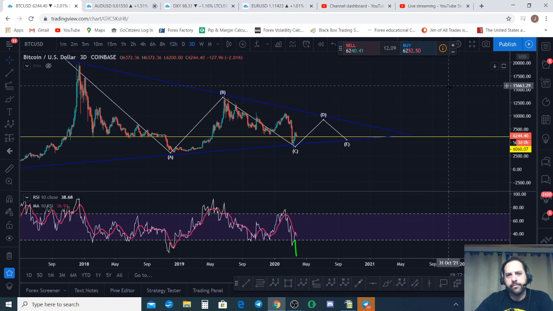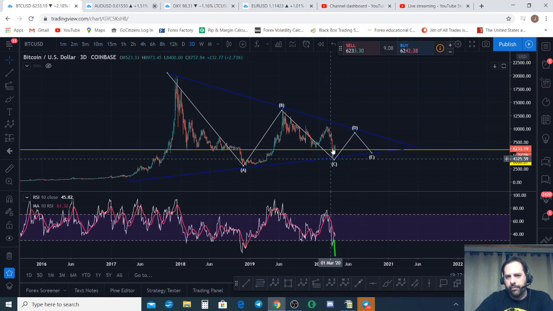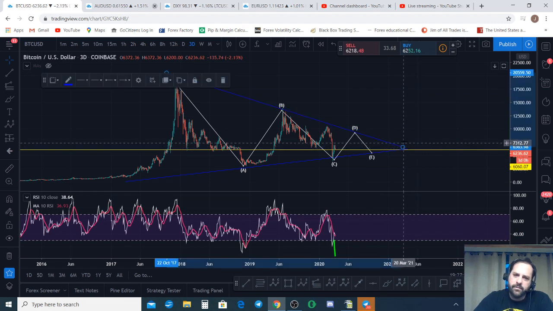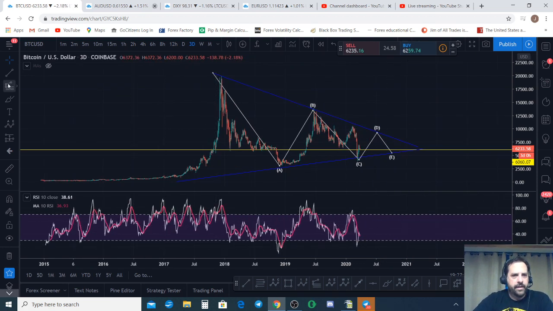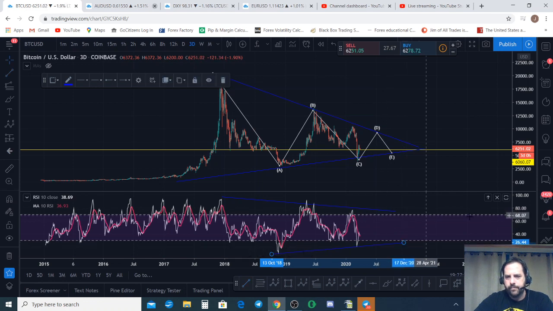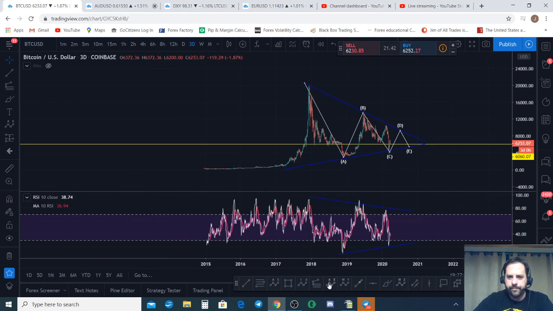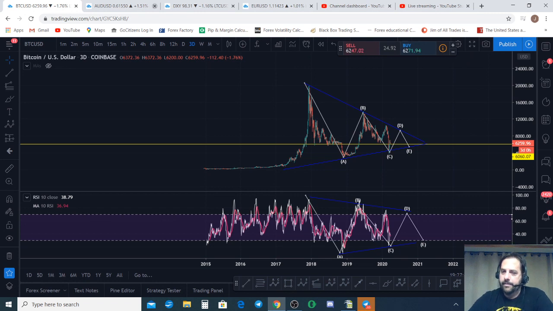What are the chances? That's what we got. And so now we're just getting the beginning of a three-wave move here to the upside for D. Is that possible? Well, we should see a triangle in the RSI. It's not horrible. It's not horrible, guys. It ain't horrible.